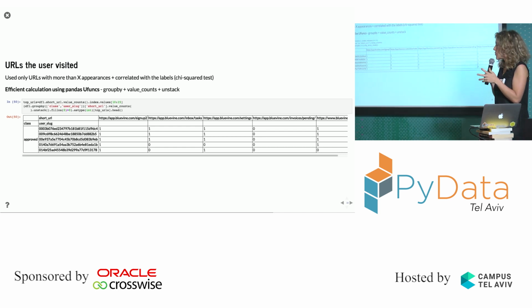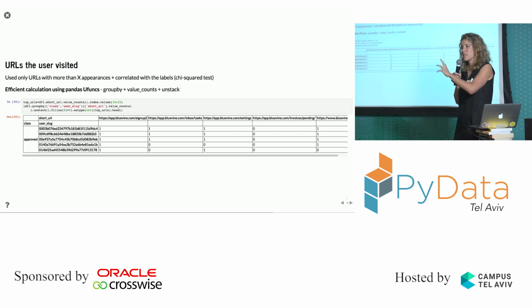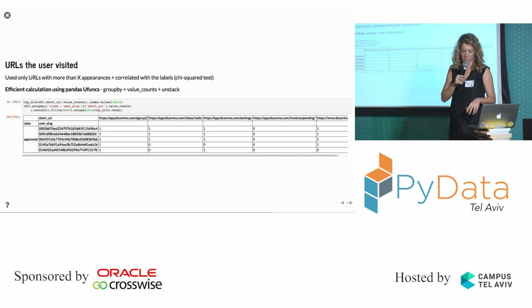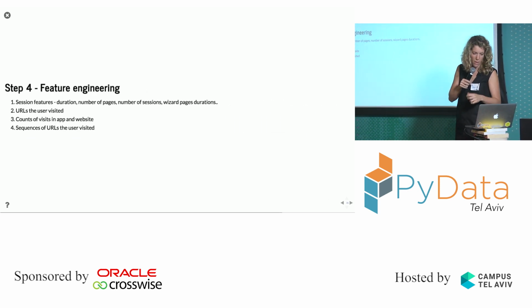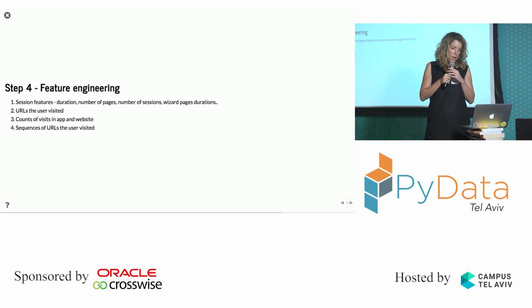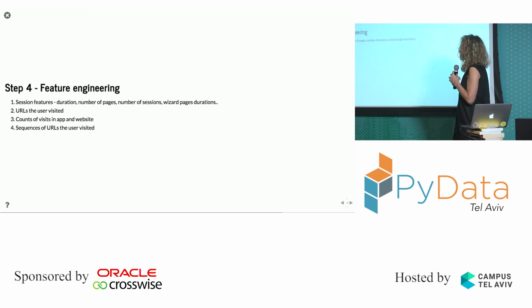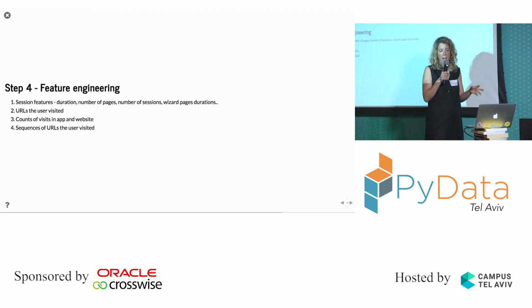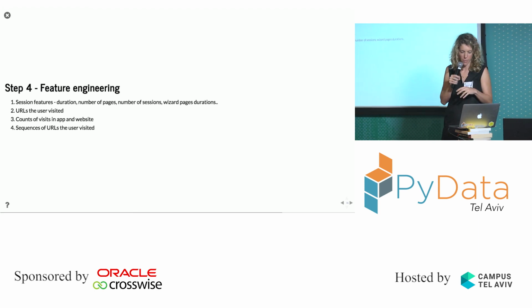So this is a nice trick to do these kinds of things. I use it in many scenarios, this value counts and unstack. So you can take it as a tip. And other types of features that I developed, the number of times the user visited the app and the website. These are the two types of pages we have on our website, the app and the website.